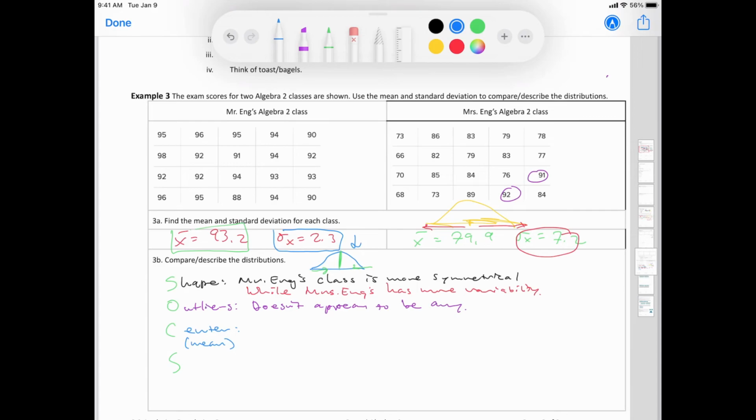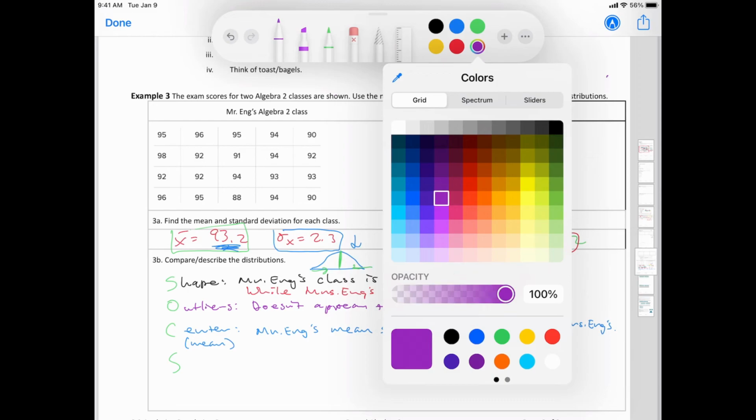So their mean, who has a higher mean? Mr. Ng's mean score, not a nice score, a mean score. Mr. Ng's mean score is what? Higher. So we're comparing or describing here than Mrs. Ng's. Does that make sense? I'm just looking at 93 to 79. Okay? And last one.